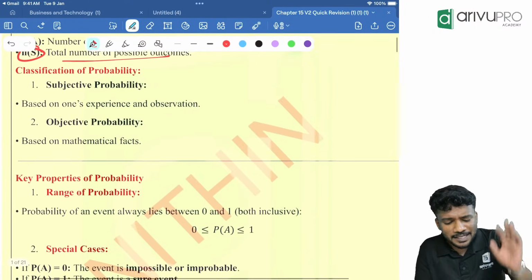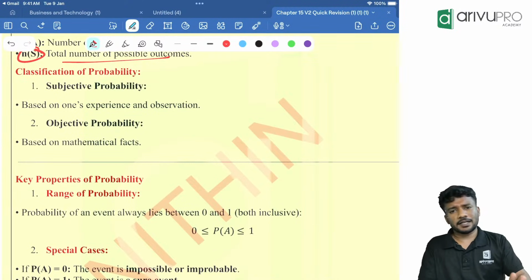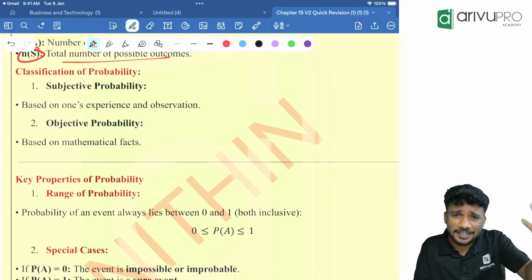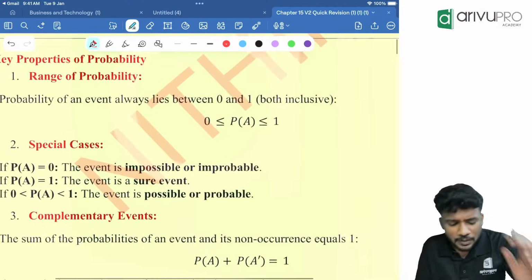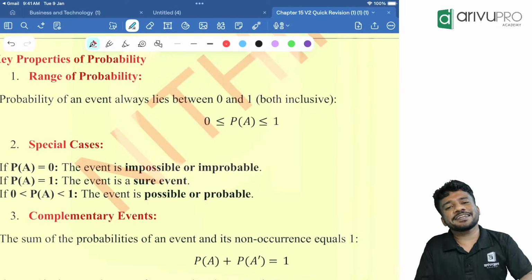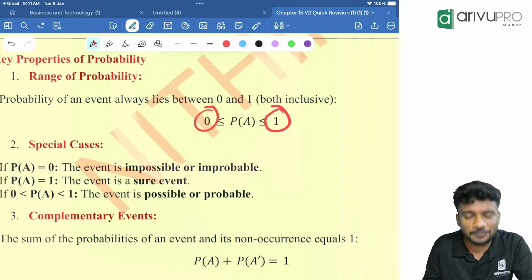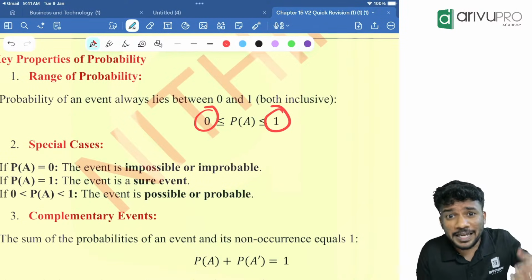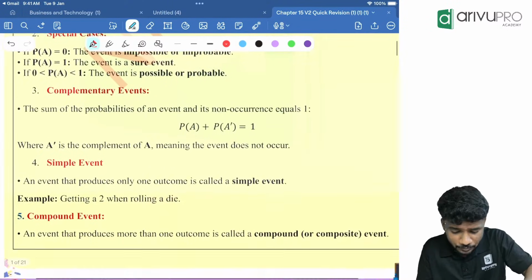Next one. So there are different classifications of probability. Right now I am not directly going there because it is a revision, so you can read it out. Now people, the maximum value of probability is how much? The maximum value of probability is always 1 and the minimum value is 0. And a probability value cannot be negative. Remember that.